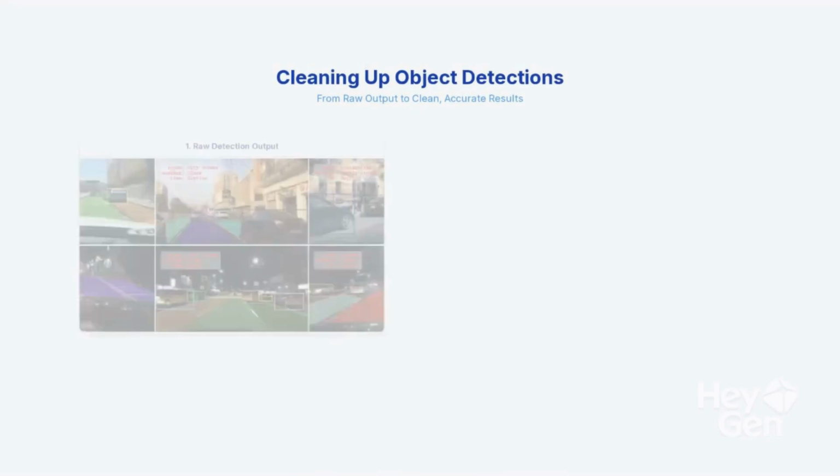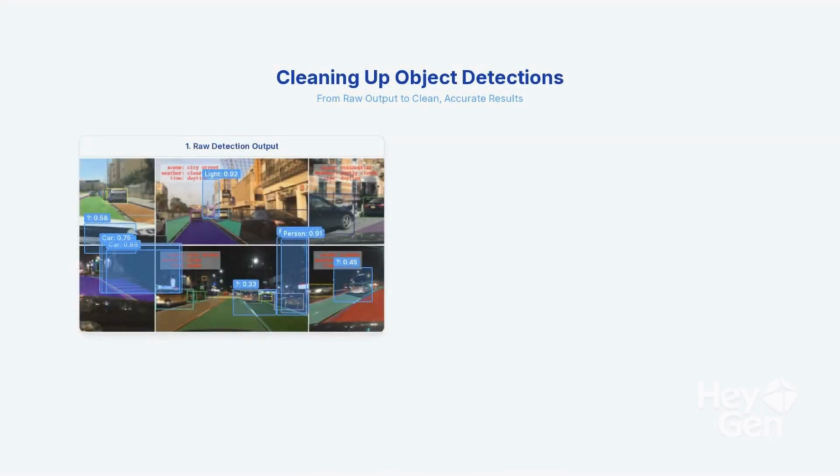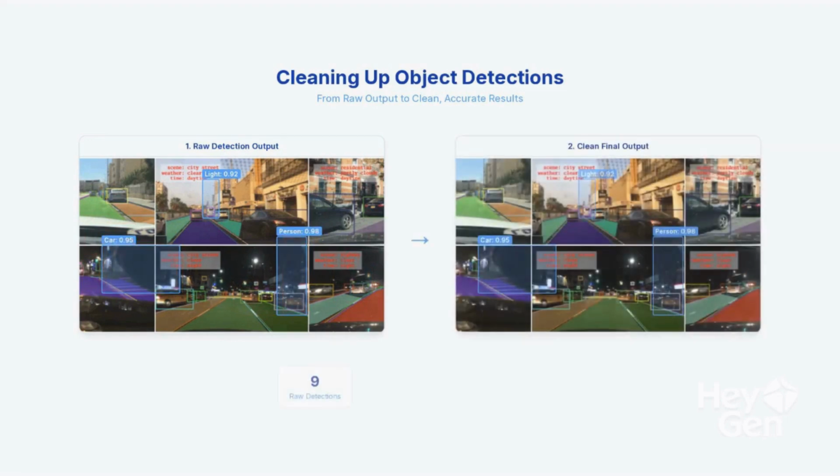To clean up raw object detection output, we set a high confidence threshold and use non-max suppression, pruning overlapping boxes to ensure a clean, accurate visual output.